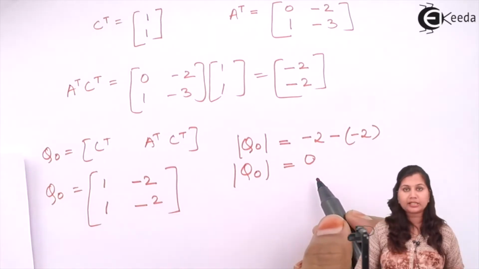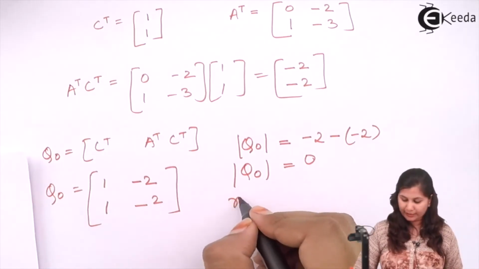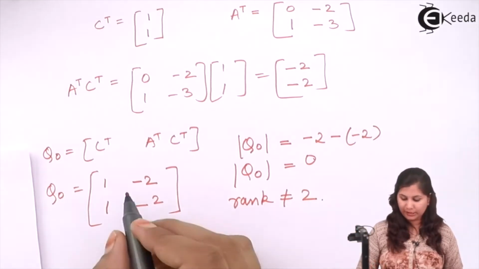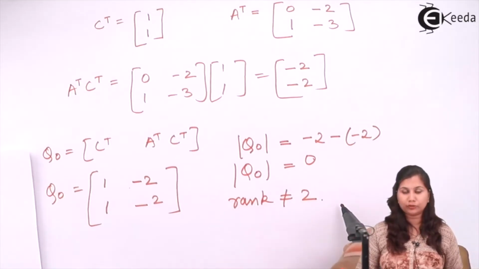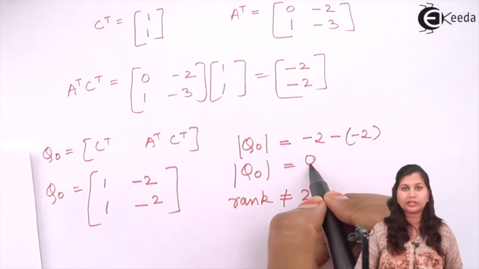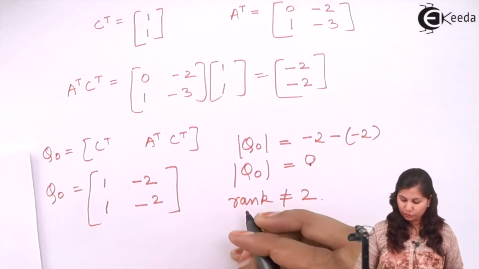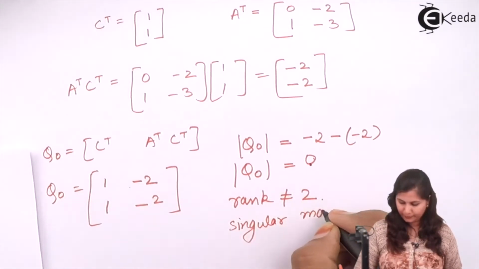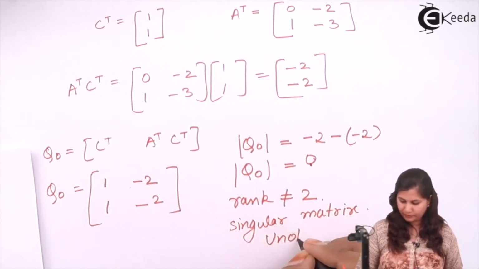Now the determinant is coming out to be 0, so rank is not equal to 2. Because there are two rows, so rank is not equal to 2. The determinant is coming out to be 0. So this is a singular matrix and the system is unobservable.